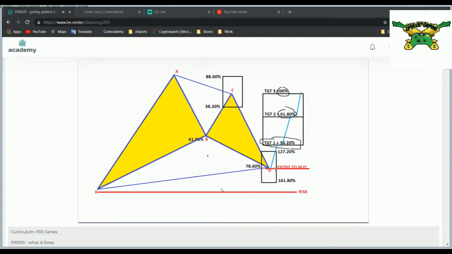For instance, if you bought here and the market went to 38%, you could bring your risk to here. If the market went to 618, you could bring your risk to here. You see, it's up to you at that point, but if you have multiple lots, you can scale out on the way up.